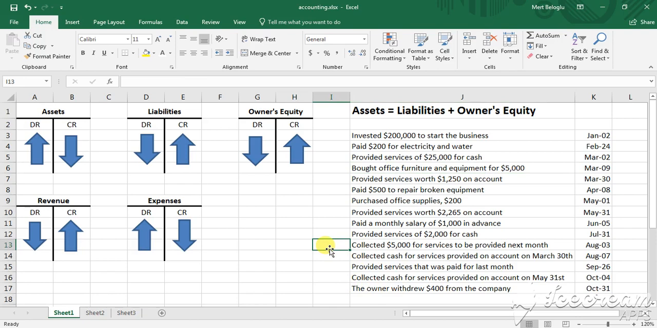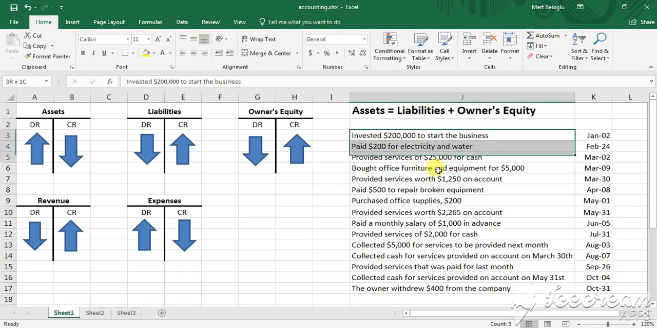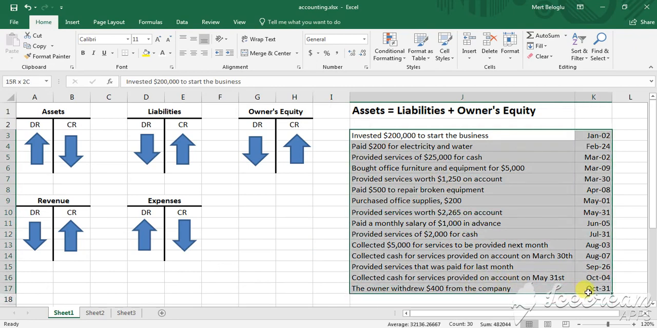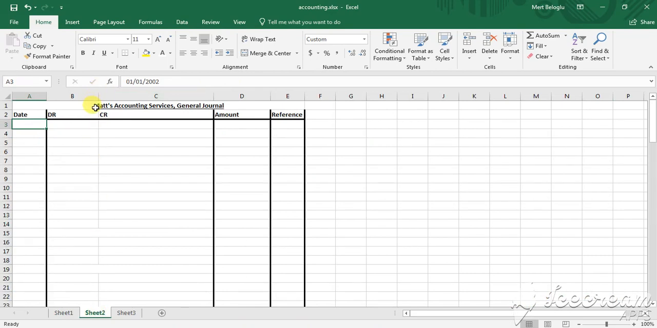In this tutorial video, I will be teaching you really basic accounting, bookkeeping, and particularly posting transactions to the general journal. Now, for this tutorial video, I made up some fictional transactions with fictional amounts and dates for a fictional company called Matt's Accounting Services, and this is a general journal template that I prepared.